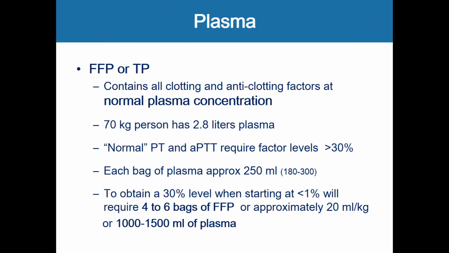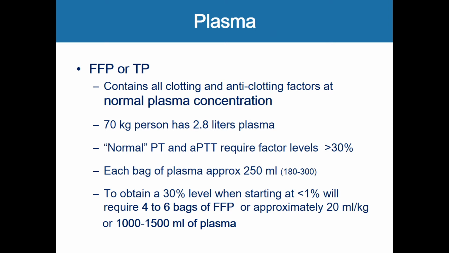Plasma contains all the clotting and anti-clotting factors present in normal healthy people at normal plasma concentration. If you take a 70 kilogram person, that person has 2.8 liters of plasma. A normal PT and a normal PTT require factor levels that are generally of 30% activity or higher. Each bag of plasma has approximately 250 mLs of plasma. The acceptable range is 180 to 300.